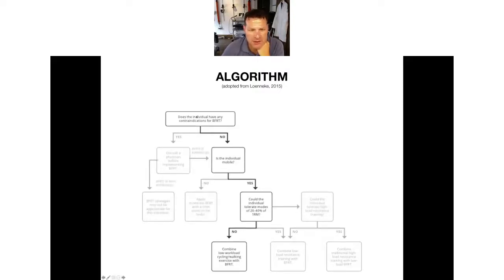So, we first look at, hey, does the individual have any contraindications for BFR? If the answer is no, we ask, is the individual mobile? What do we mean by mobile? Well, they are able to either weight bear, or the joint that we're going to be concentrating on has about 90% of mobility compared to the uninvolved side. If it doesn't, then really we should be spending our time on improving mobility before we go into strengthening.